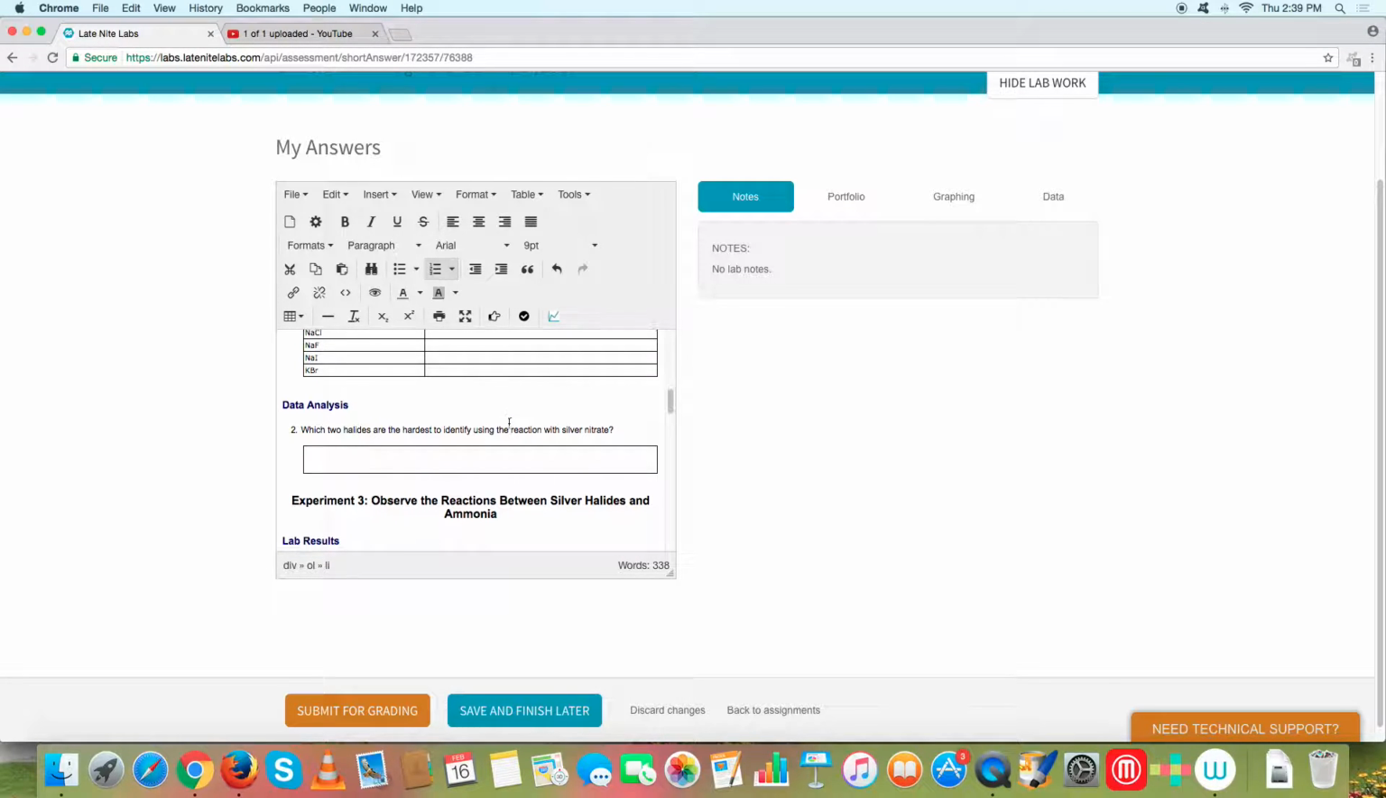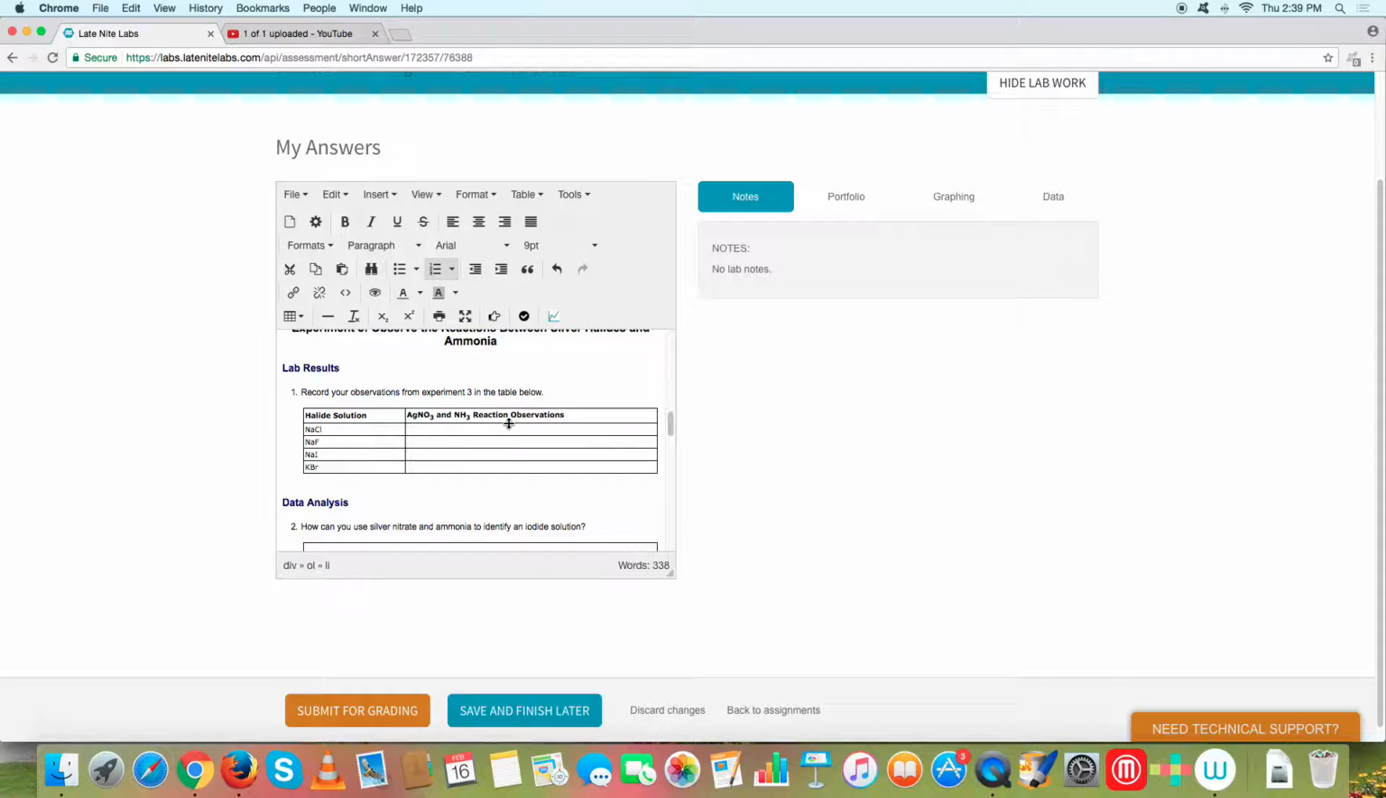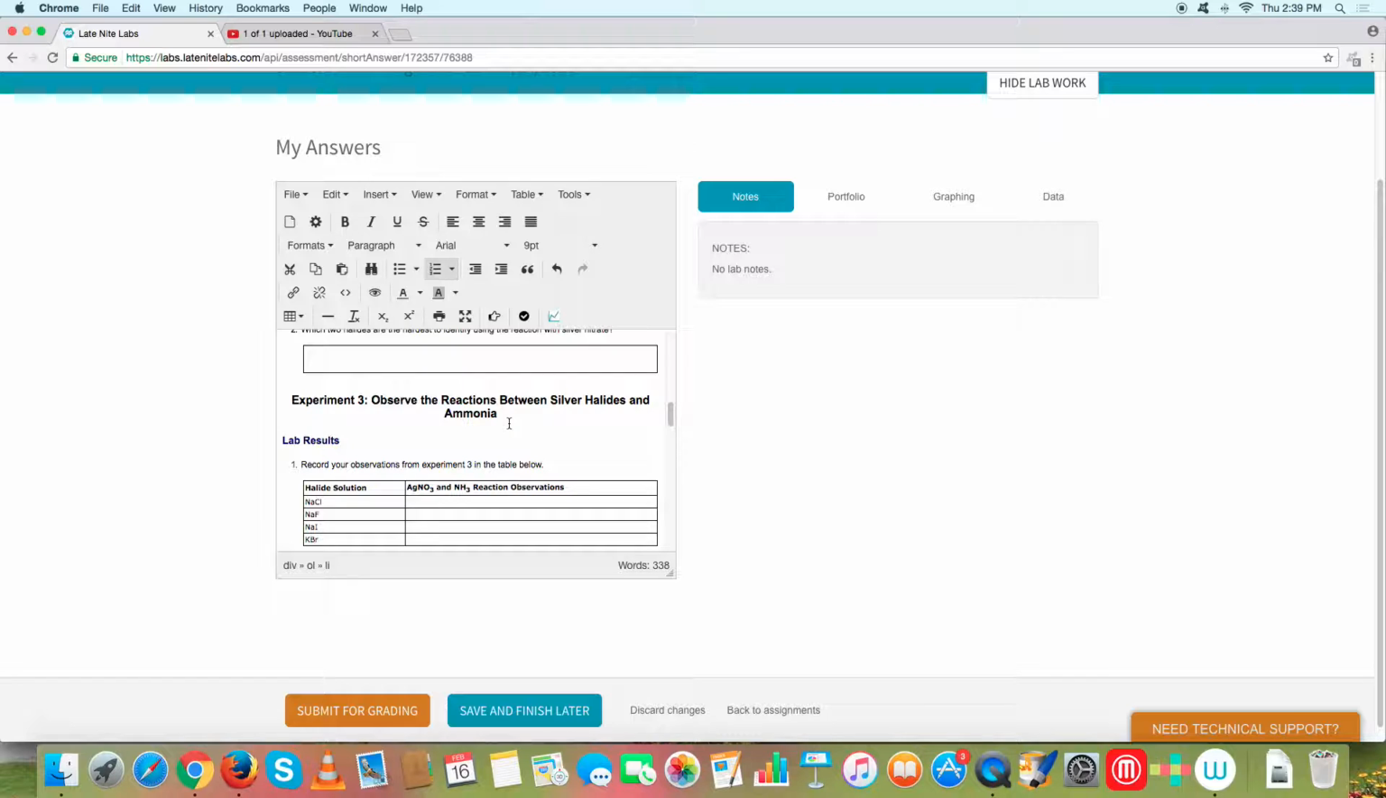Make sure you also record the colors of solids. That's going to be important as well. Again, read through that background. Get an idea of what you're expecting to see for each of these ions before you actually do the lab. It will go a whole lot easier for you, I promise you.